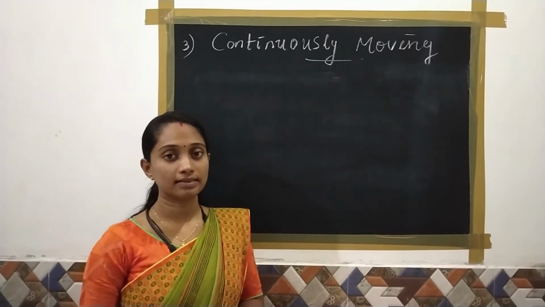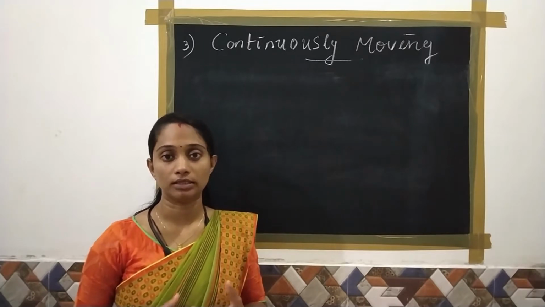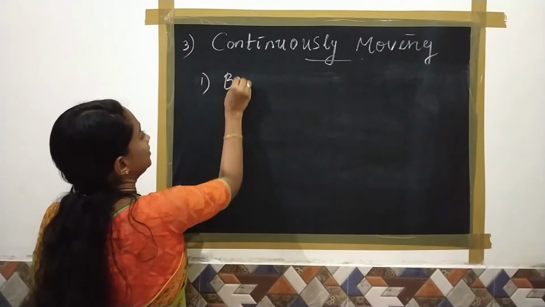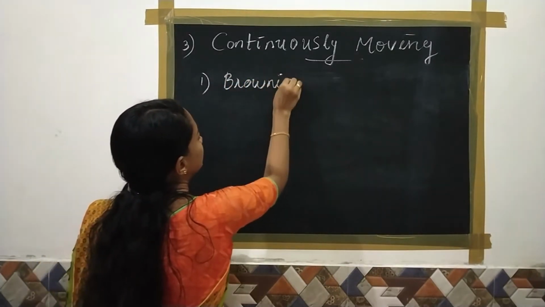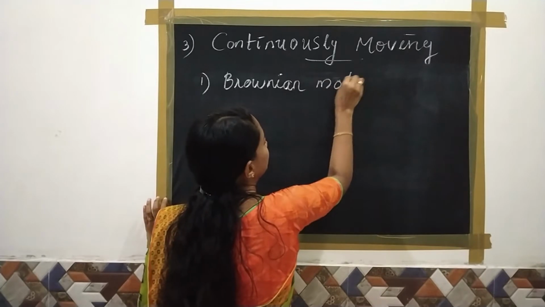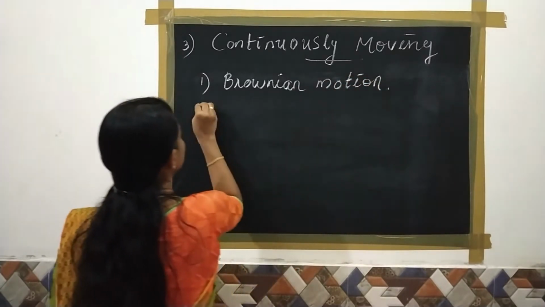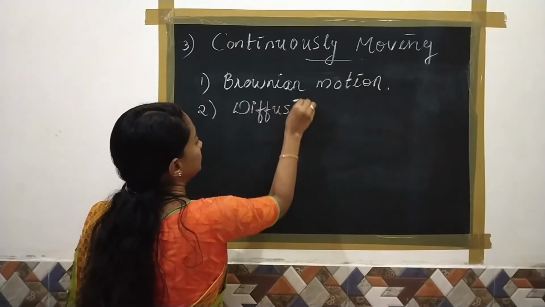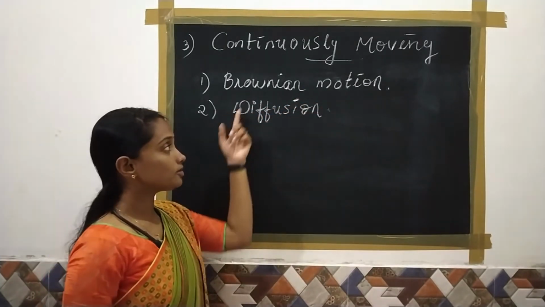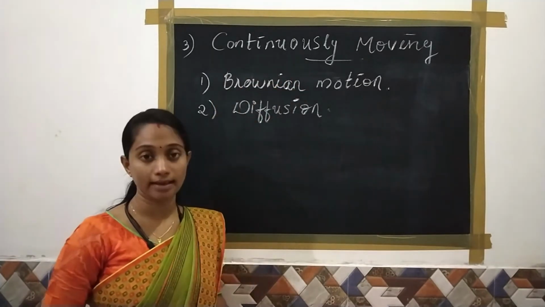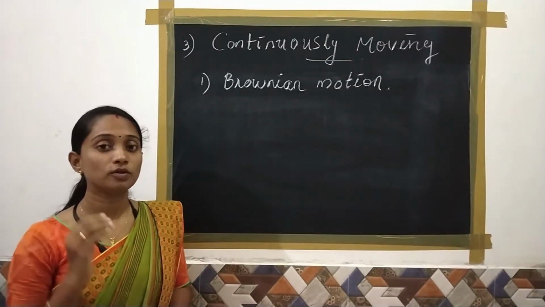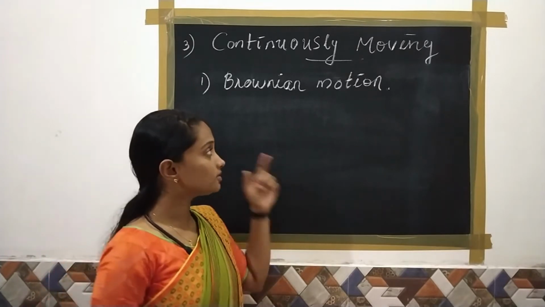Before discussing this third characteristic, we have to learn some terms. The first one is Brownian motion, and the second term is diffusion. These terms are very helpful to understand the third characteristic very well. Let us see what this Brownian motion is. Robert Brown was the name of the scientist who discovered this motion.